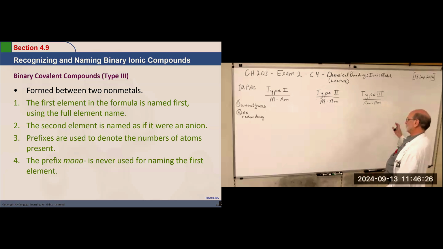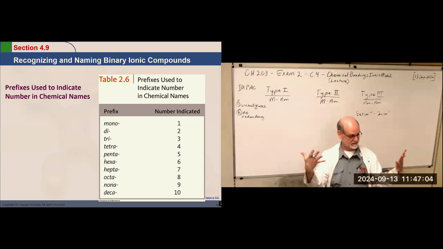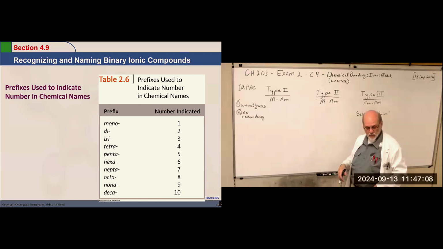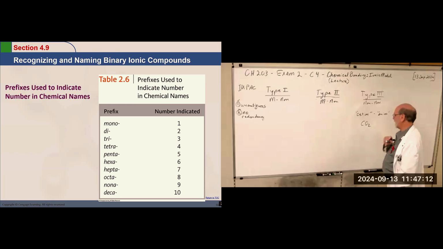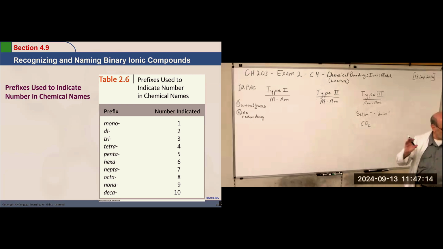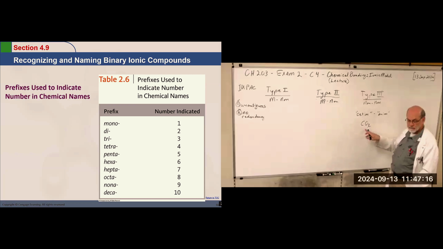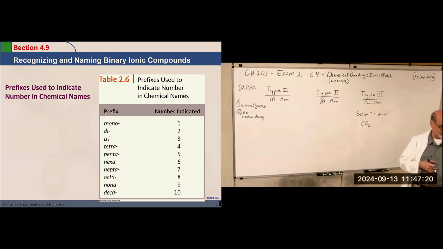Mono, di, tri, tetra, penta, hexa, hepta, octa, nona, and deca. Those are the 10 prefixes. So if we have this formula, we look to see, are they nonmetals? Yeah, both of them are nonmetals. So we know we name them with the type 2 convention.